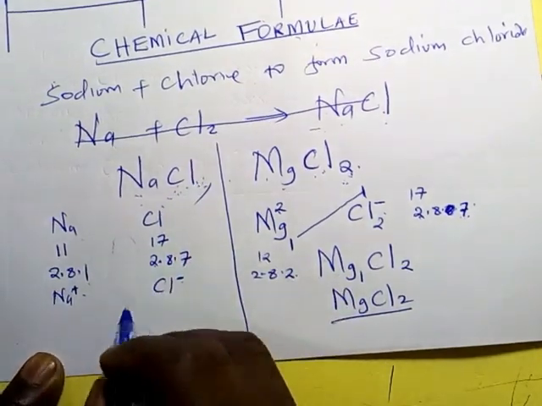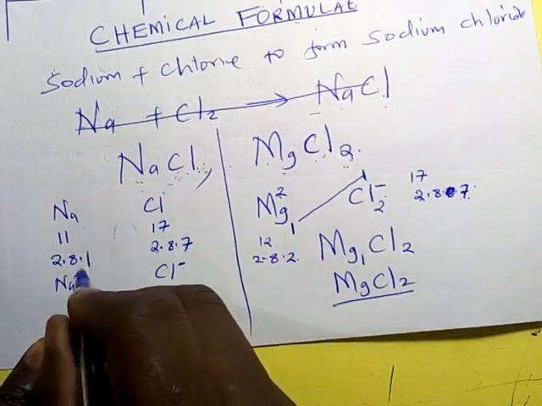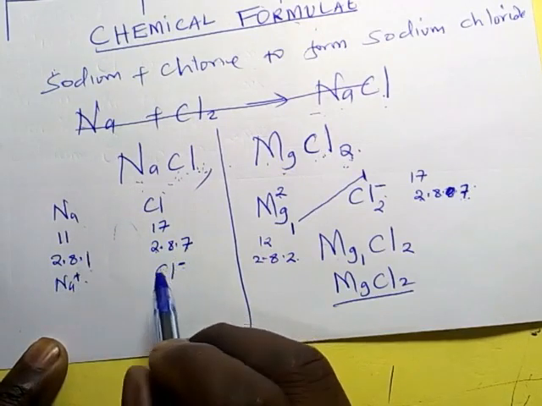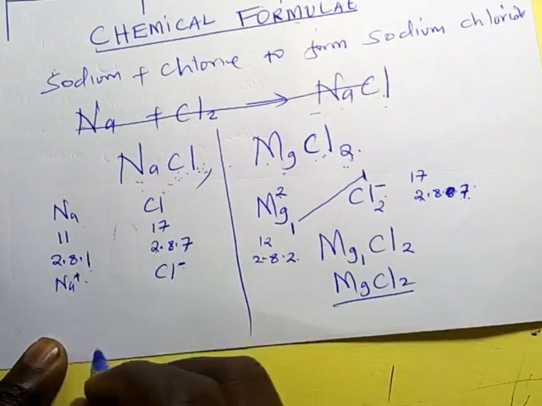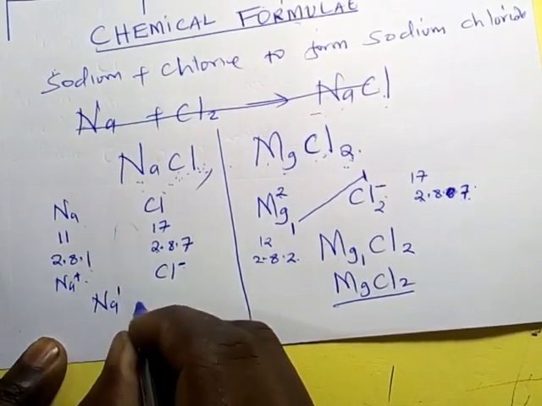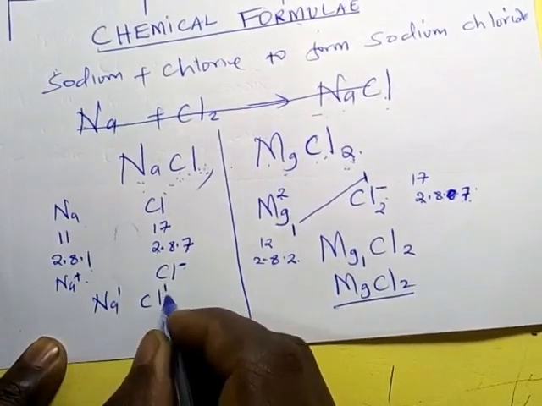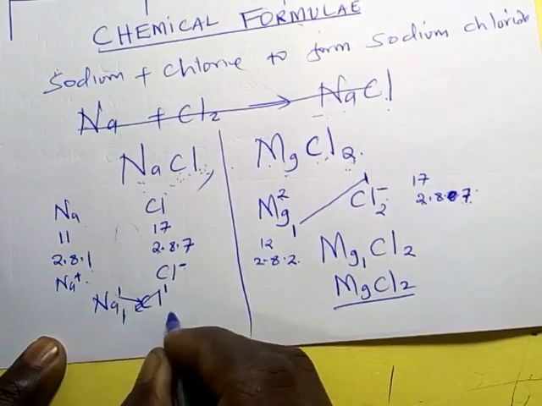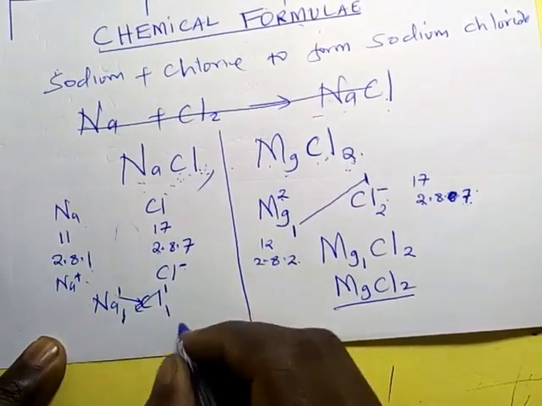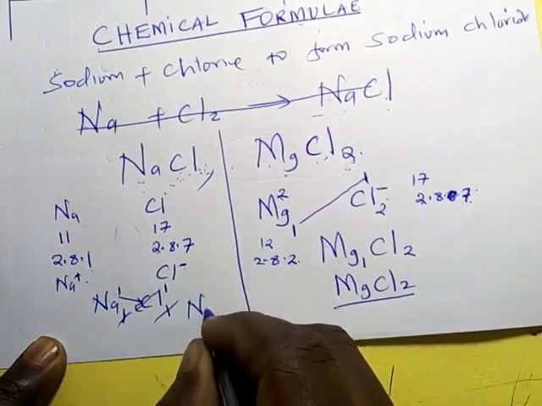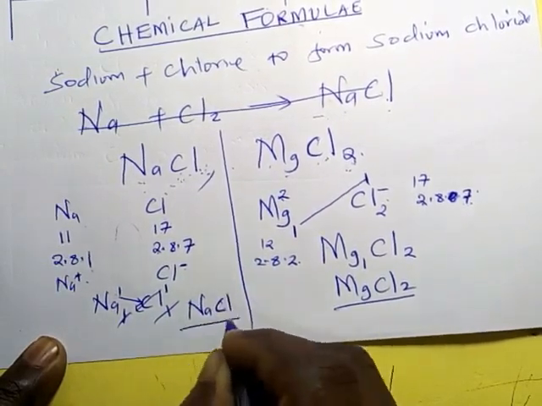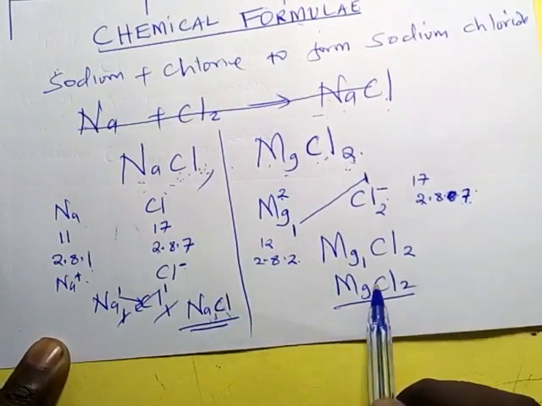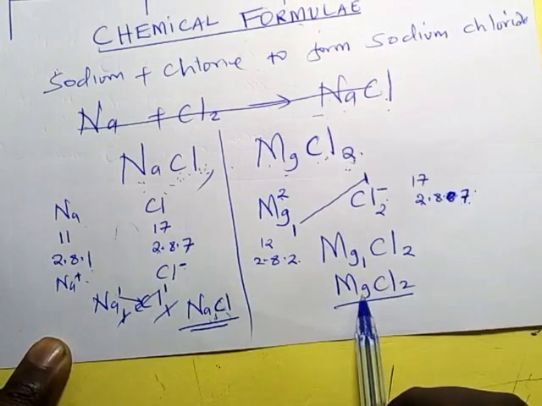So both of them, as you can see, have a valence of 1. When we are talking about valence, we don't care whether it is negative or positive. Valence, if it is 1, it is 1, not negative or positive. So sodium, valence 1, chlorine, valence 1. So they interchange 1. So 1, 1 is like it is not there, or it cancels out. Therefore, sodium chloride. So this is the chemical formula of sodium chloride, and this is the chemical formula of magnesium chloride.